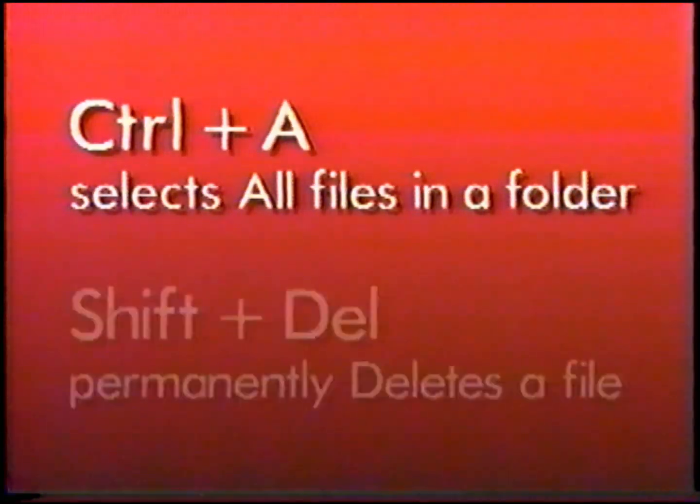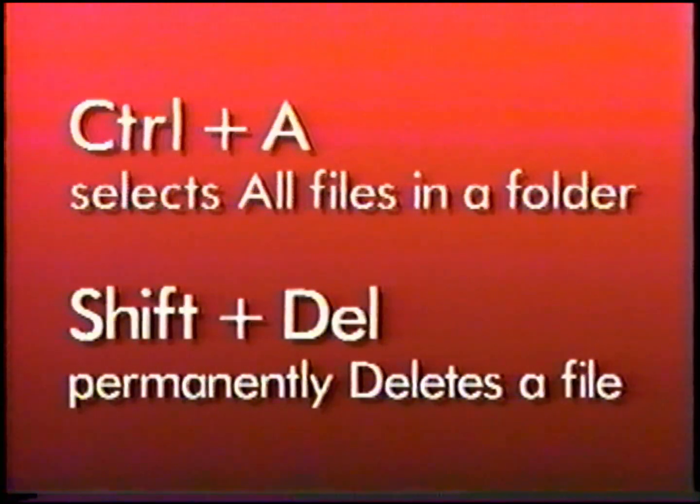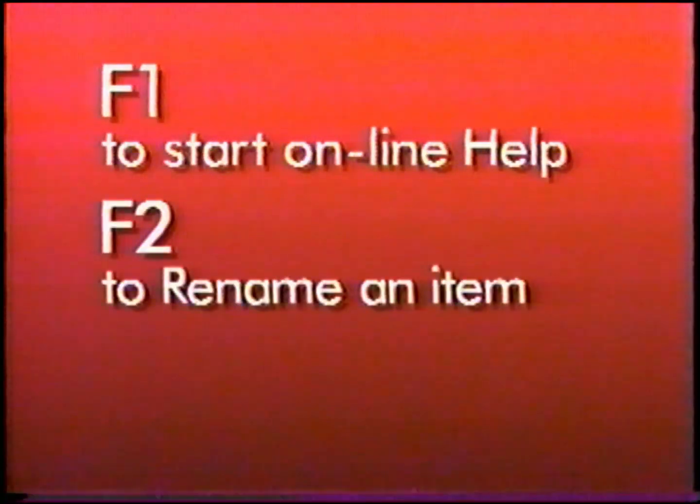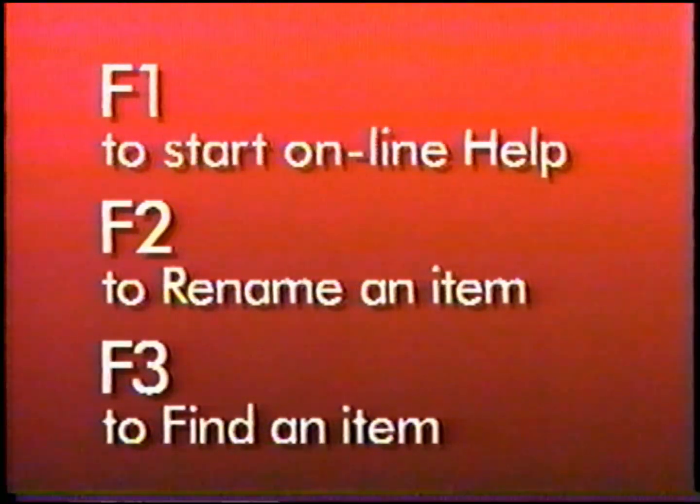Control plus A selects all the files in a folder. Holding down the Shift key as you delete an item means it's gone for good, no recycle bin. Holding down the Shift key while double-clicking on My Computer or any file or folder launches the Explorer view. And the three function keys used most often are F1 for help, F2 to rename a file, folder or icon, and F3 to launch the Find option. That's a lot of information, but remember, we outline all of these keyboard shortcuts in the quick reference guide that came with your video.